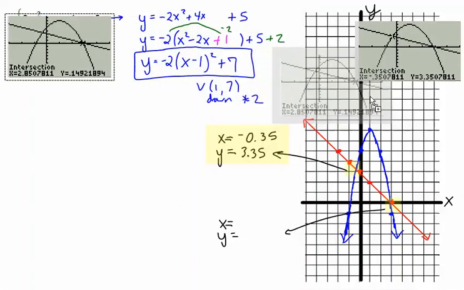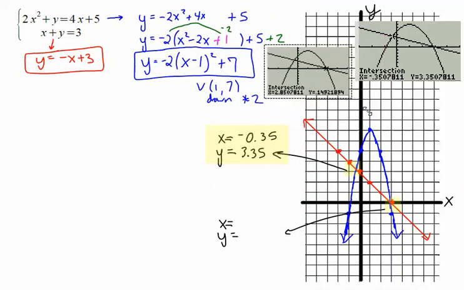So our second intersection is at x equals 2.85, y equals 0.15 if I round to two decimal places. So that's how we can use the calculator to help. And then the other way that we said we might need to solve quadratic systems is just through the algebra. How do we do that?